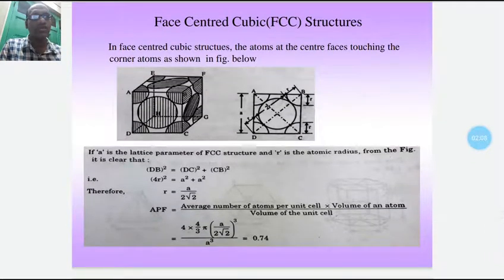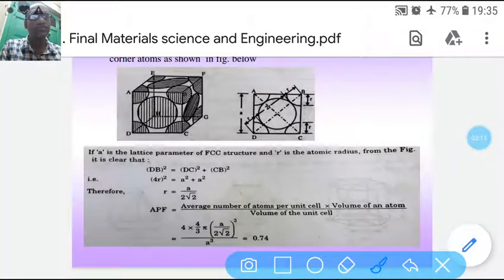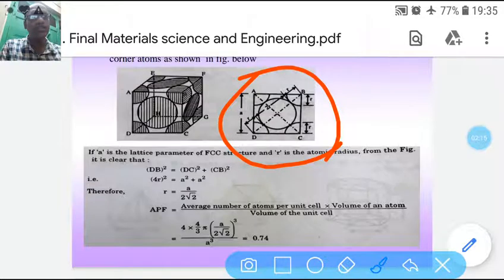So if we consider one face, in the middle there is a face atom and the corner atoms are shown. The corner atom has radius r, and the total diameter of the face atom is 2r, and again r radius for the other corner atom. The lattice parameter for the cubical structure is a, and AB and BC are the same, equal to a, and we are considering the ABCD face.